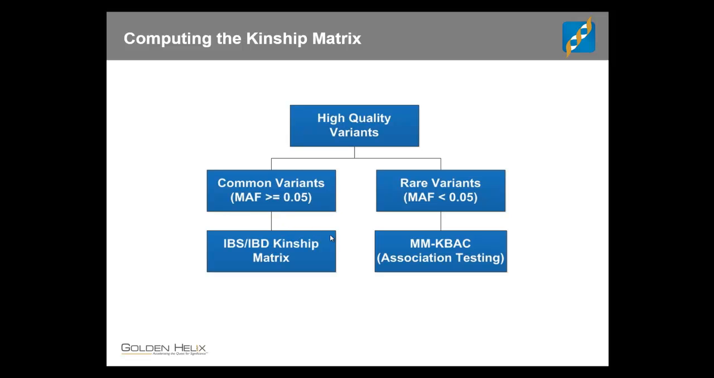If you use a pedigree to explicitly specify the kinship matrix, that would be computed from the pedigree and not from the genotype, so we do not demonstrate that here. From the pool of rare variants, you would use this pool to perform the MM-KBAC association testing, or if you want to perform KBAC without the random effects matrix, you would run that on the pool of rare variants as well.